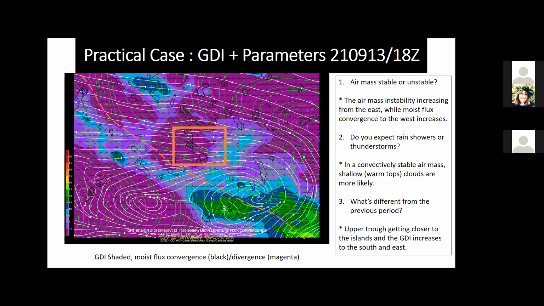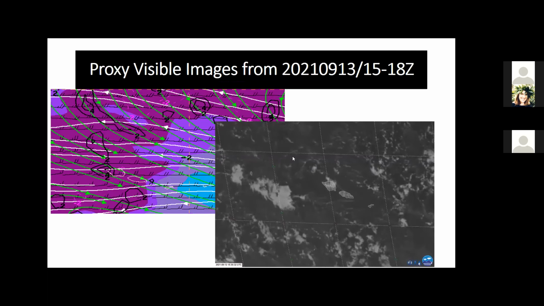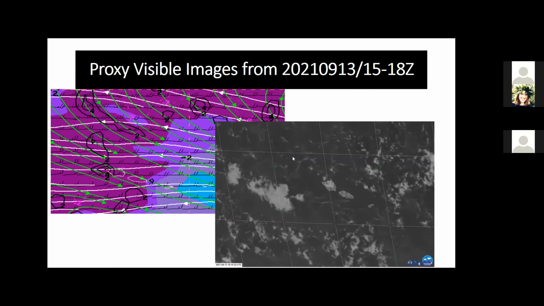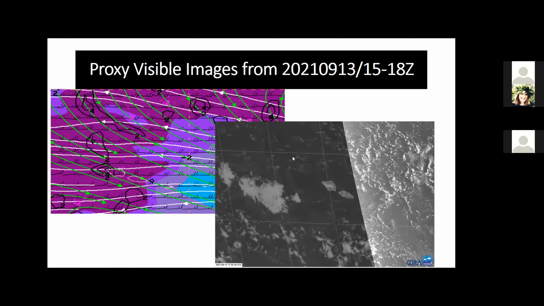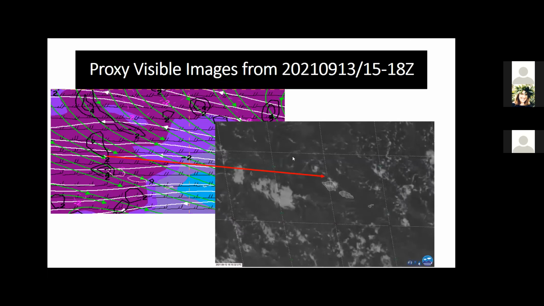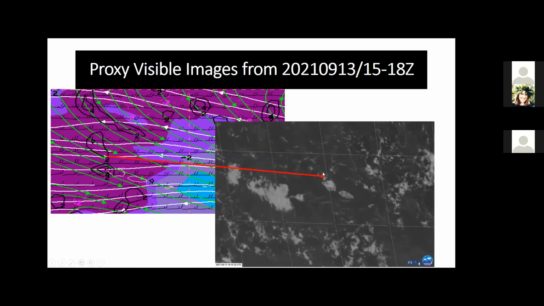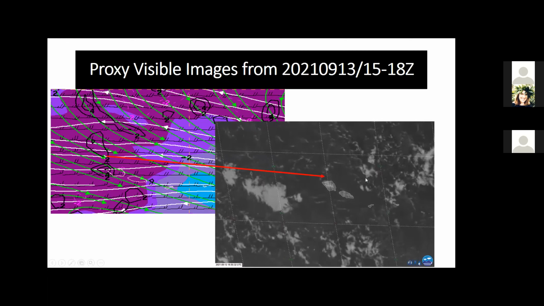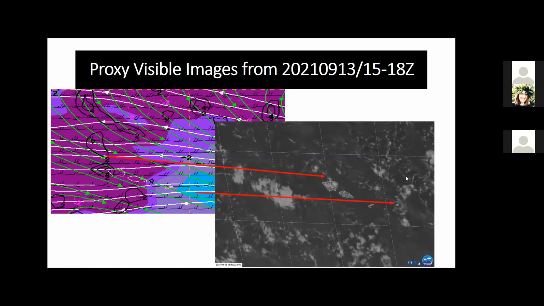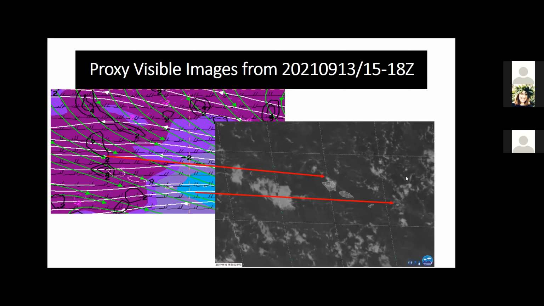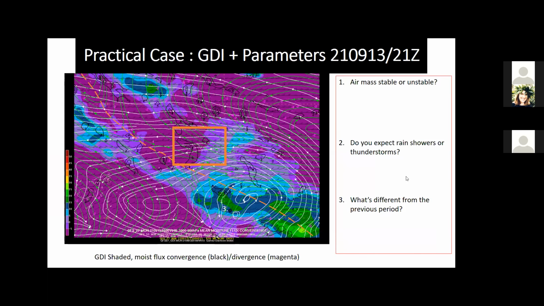And what's different from the previous period? As I mentioned, the GDI is starting to become more unstable, especially to the south and to the east, in response to the changing pattern. We're still looking at the visible image that corresponds to that particular period. Notice shallow convection with the moist flux convergence, deeper instability mainly to the east, and the steering flow is still mostly representative of the 850 winds.